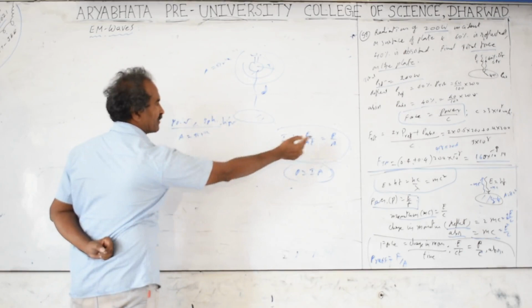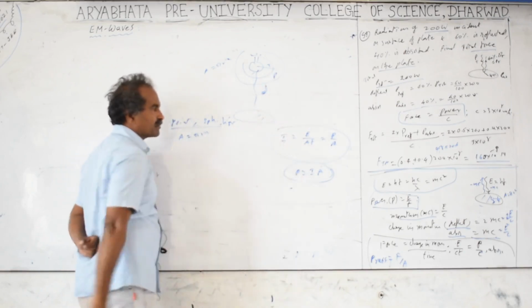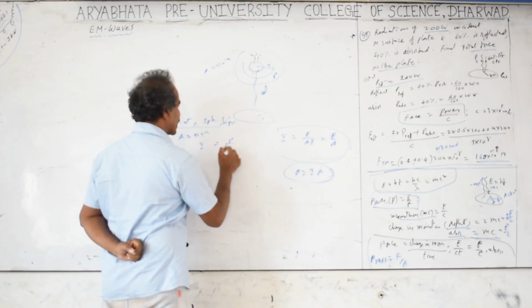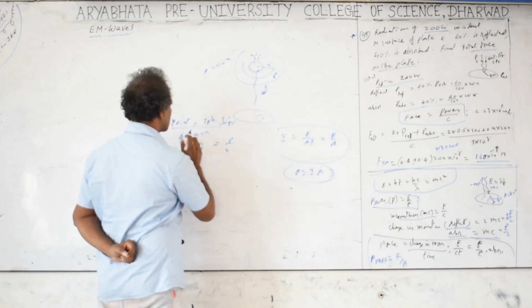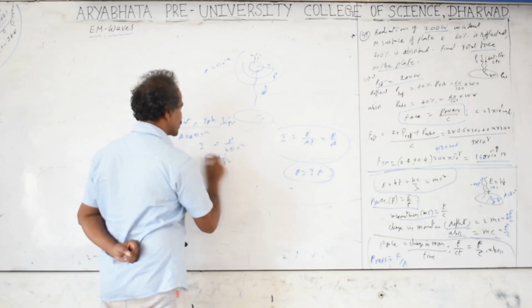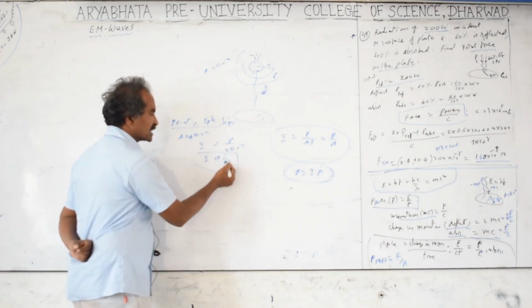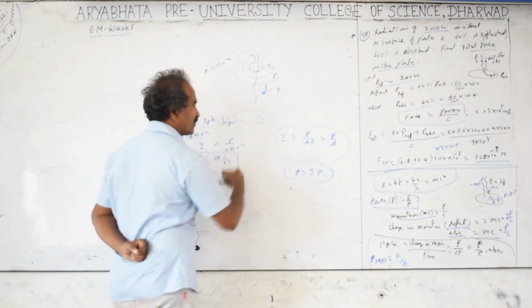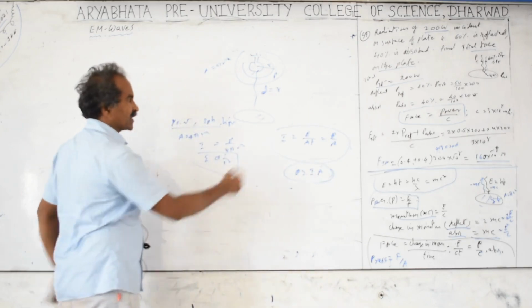So if the source power is P, then intensity is power by area of the sphere, please, not circle, 4 pi r square. So intensity is inversely proportional to r square. In general it is r square or d square. If distance is doubled, intensity becomes one fourth. Based on that, you can calculate power or force also.